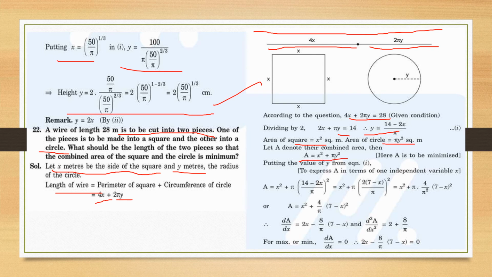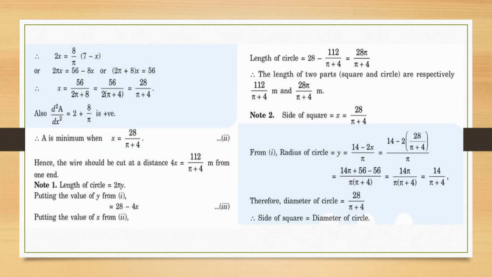Now substitute this y from here, it is ((14 minus 2x) upon pi) whole square. So this area is this. Now find dA by dx and d square A by dx square, and the critical point can be found by equating dA by dx to 0. So I'll get x as 28 upon pi plus 4. And the second derivative comes out to be positive, that means the area is minimum when x is 28 by pi plus 4.